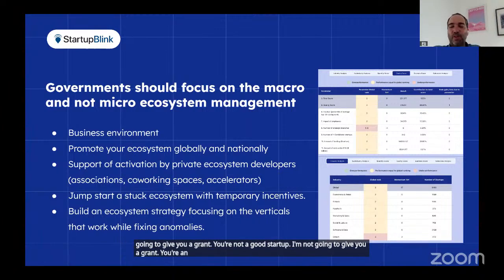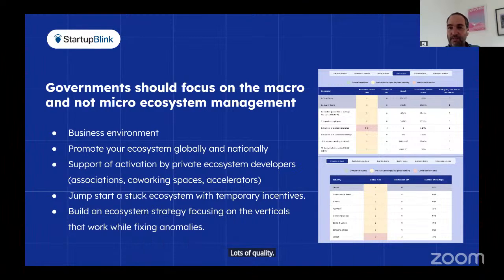I'm going to fund you. Lots of politics, lots of spending, very few results, usually more damage than good. So the government should focus on business environment, on the macro, promoting your ecosystem. The government is basically the marketing branch of a city and a country. It has to be obsessed about promotion. The support and activation of private ecosystem developers.